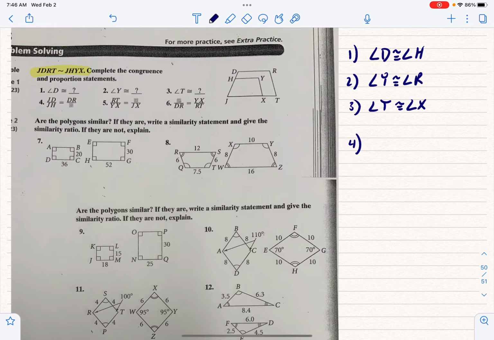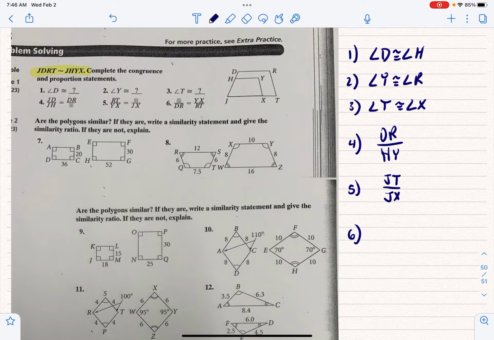On number 4, it says JD, which is that left side, is to JH, which is the smaller left side, in the same way that DR, the top, is to HY, the smaller top. Okay, on number 5, it says RT, which is the large right side, is to YX, the smaller right side, in the same way that something is to JX. Now, JX is the small bottom, so then we'd be looking at JT.